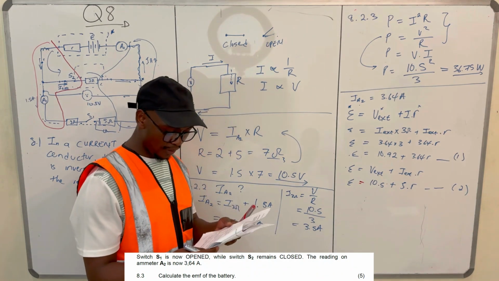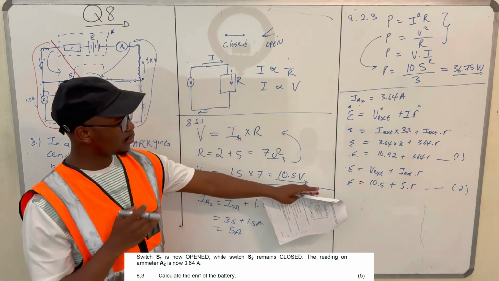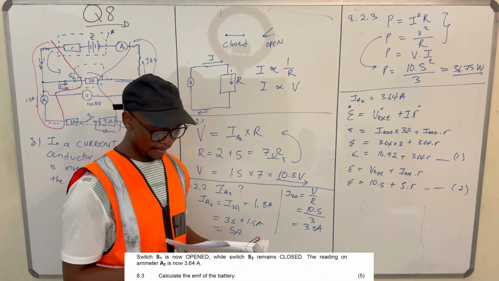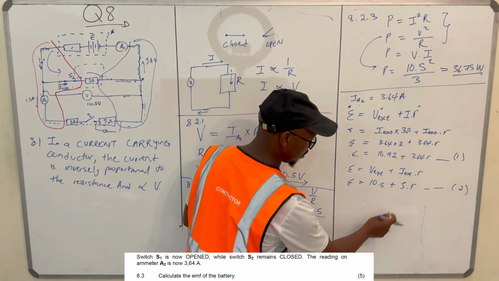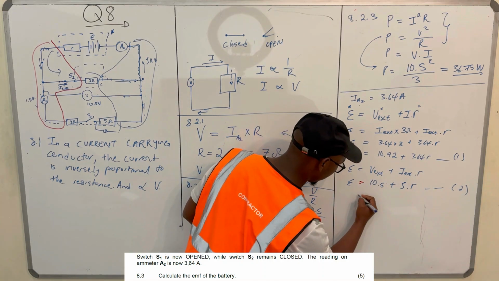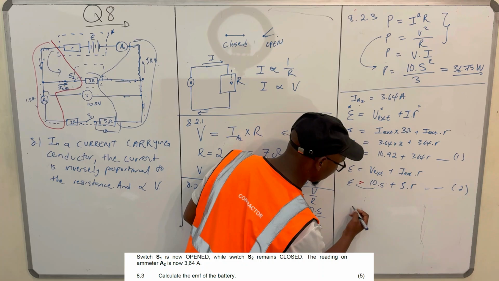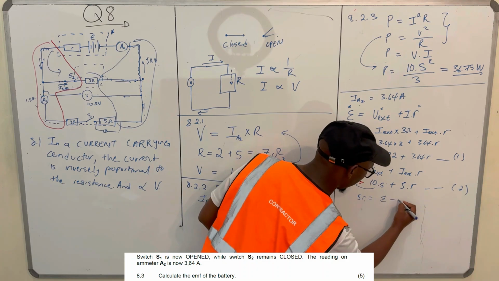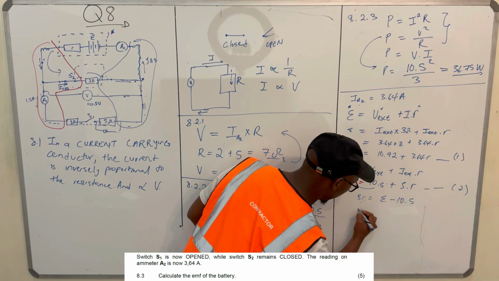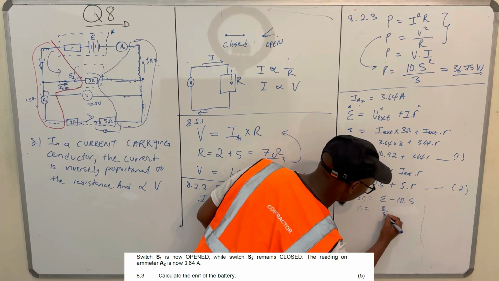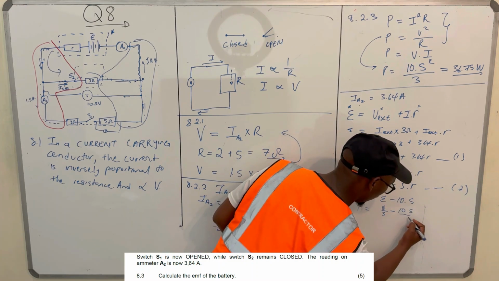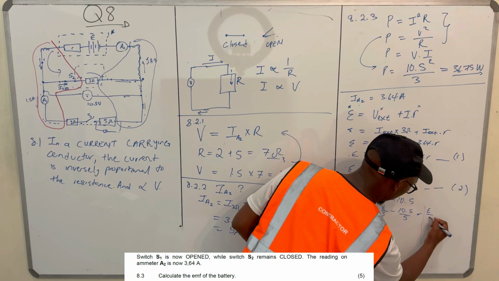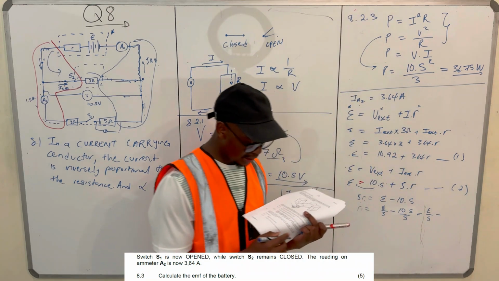But the question is asking us to find the value of the EMF. So I'm going to make R the subject of the formula there, so I can go straight to calculating the EMF. If you take this 10.5 this side, you'll have 5R equals E minus 10.5. Solve for R. R is equal to E over 5 minus 10.5 over 5.